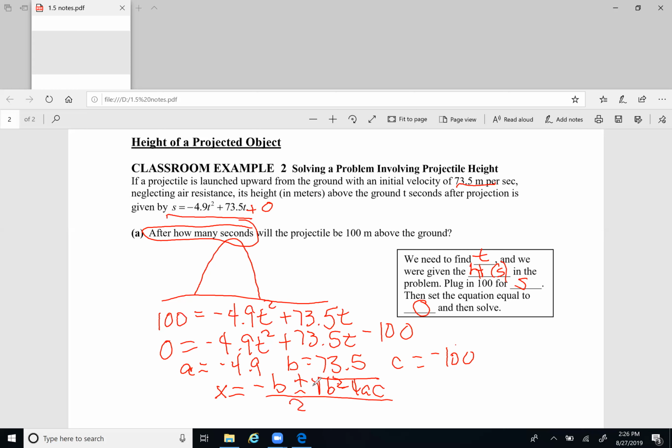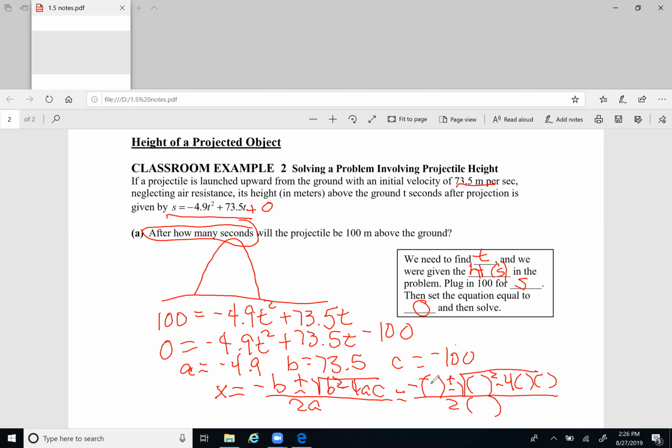That's our quadratic equation formula. And now we'll plug in the values. So we're going to have a negative, I'm going to put parentheses for b, plus or minus the square root of parentheses for b squared minus 4ac, all over 2a. And now I'm going to plug in those values.